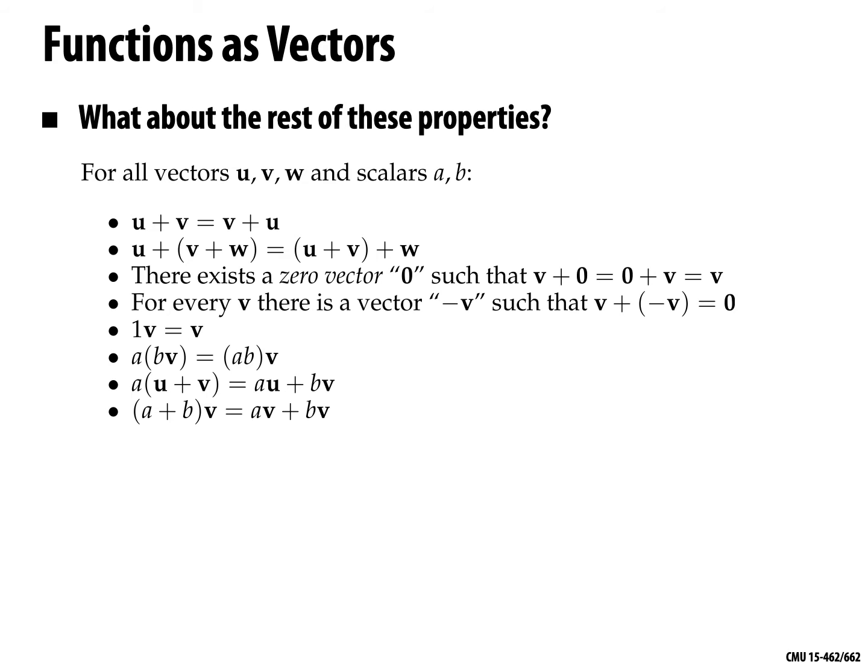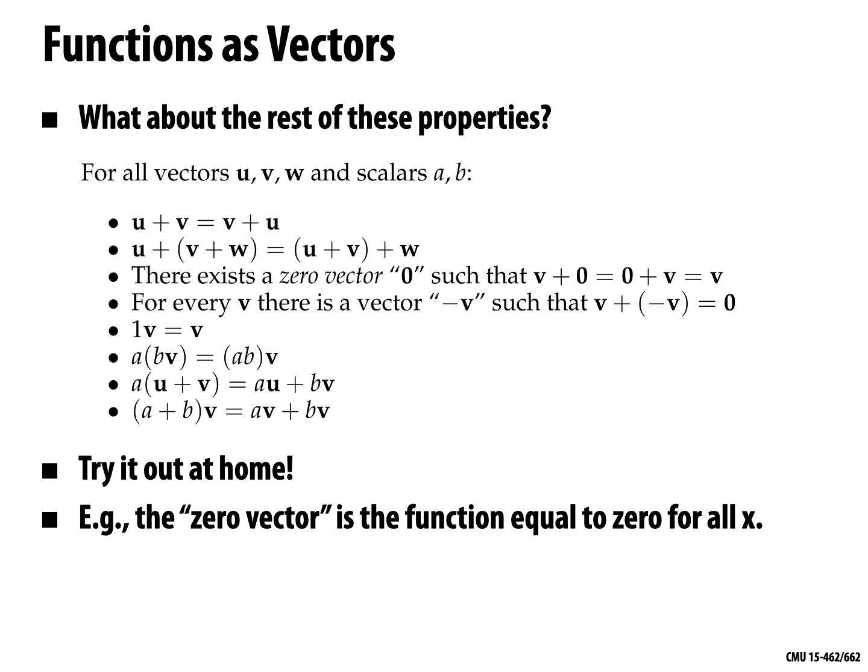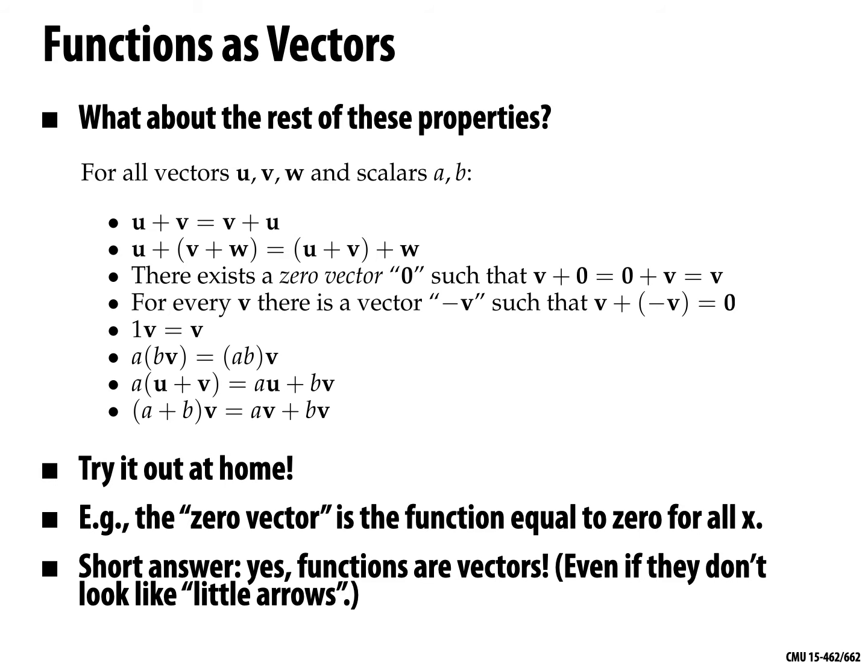Okay? And if you don't buy it, if you don't believe that functions are vectors and satisfy these properties, well, you should try it out at home and verify that each of these properties really does hold. We already explained it for the zero vector, but what about all the rest? Okay? So the short answer is that yes, functions are absolutely vectors, even if they don't look visually like little arrows.